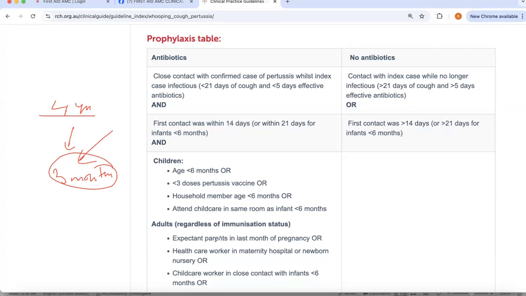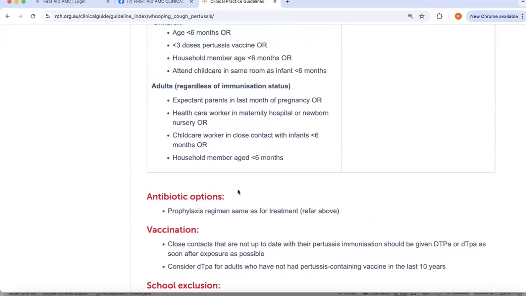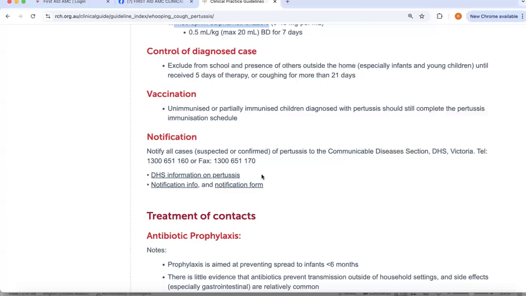We also offer the treatment to pregnant patients in the last month of the pregnancy. But don't make it too confusing for you, because if you go too much, it can become quite confusing. But these are the criteria to start the antibiotic in contact. Not everyone will need the treatment. And what antibiotic? The same antibiotic. So azithromycin, clarithromycin, that is the treatment of choice for both index case and contact.